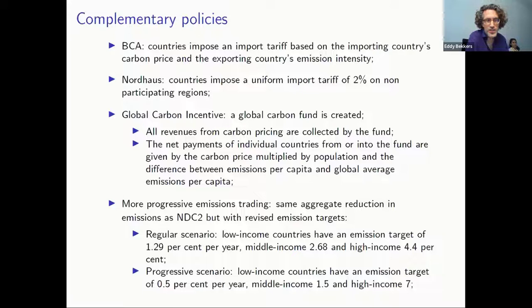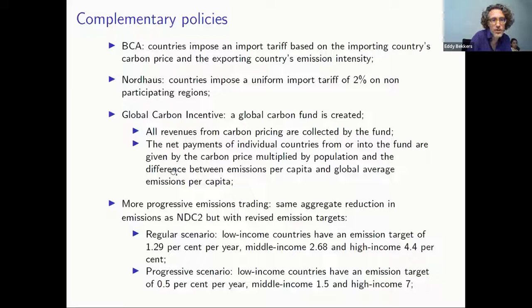The way Rajan is proposing this, but I think also others have done it like that, is that the net payment out of the fund depends on your emission per capita relative to the global average emission per capita. So that means that if you're a relatively low-income country, then you're going to receive a net payment from the fund. And the nice thing about this fund is that it's not only a redistribution mechanism, but in principle it's also an incentive device, because if you reduce emissions, then you're going to be further away from the average, and therefore you're going to receive more from the fund. Let's have a look in a bit at whether this also works in practice.